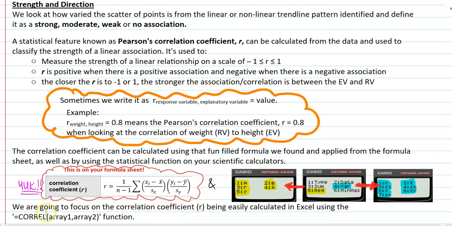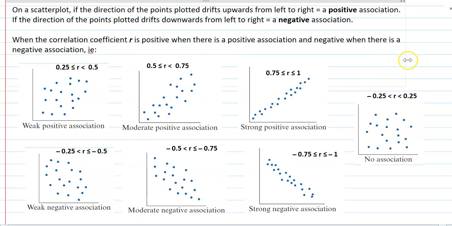One of the main focuses of this lesson though is looking at how we calculate the correlation coefficient on Excel. And we're going to look at how to use this CORREL function by revisiting the example we looked at last lesson when we were looking at the association of height and arm span. Before we move on to looking at how to do this in the example though, we need to know how to talk about the associations we're seeing within graphs.